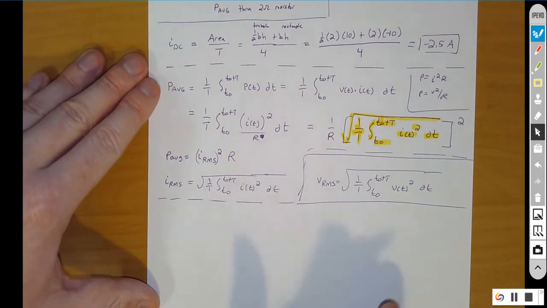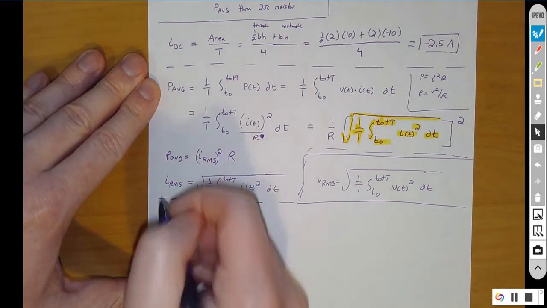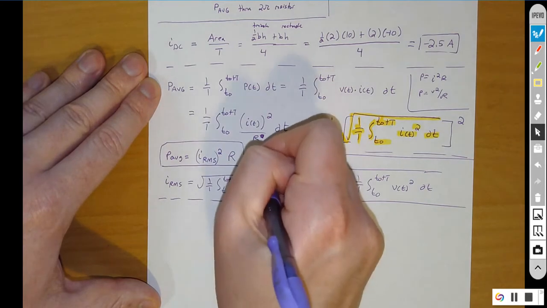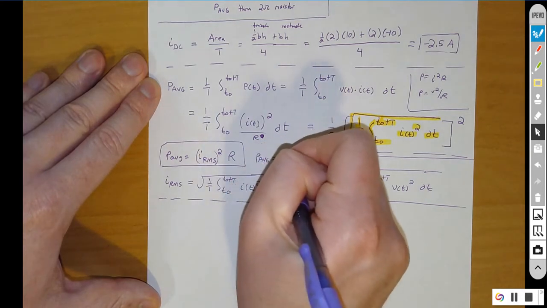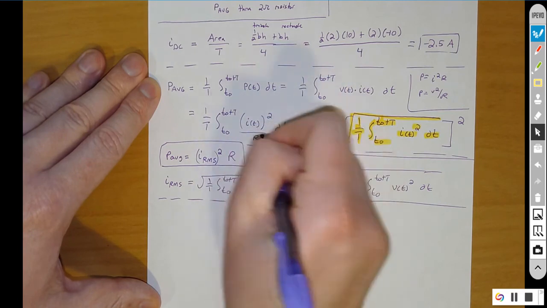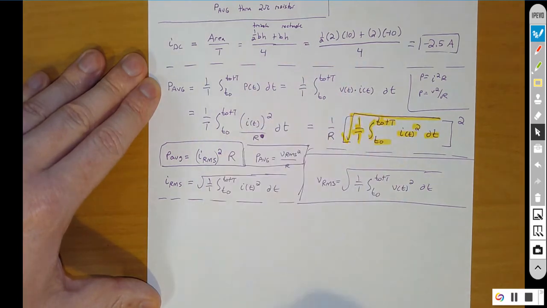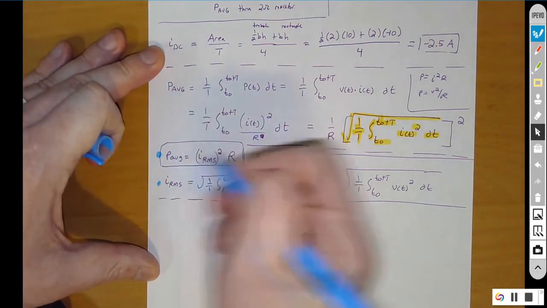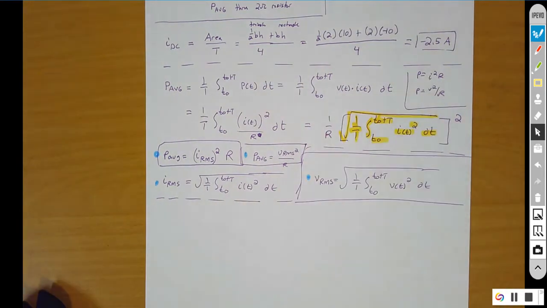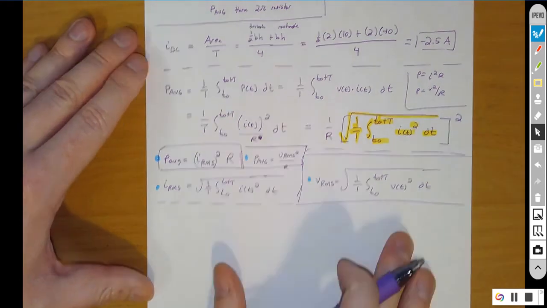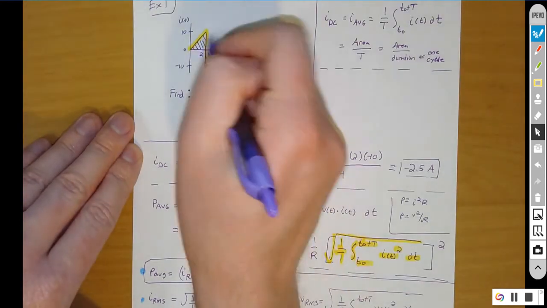So to get I_RMS, what we're going to do, and you also want to remember this equation, and then there's also P average equal to V_RMS squared over R. So that's also an important one. So just this one, this one, and this one are the important ones that you want to remember for RMS.